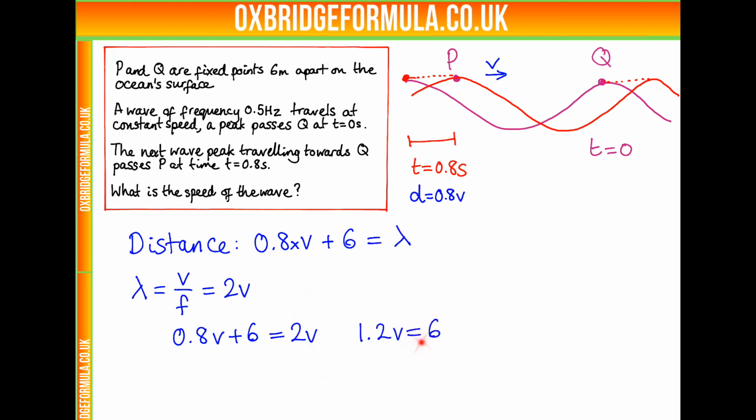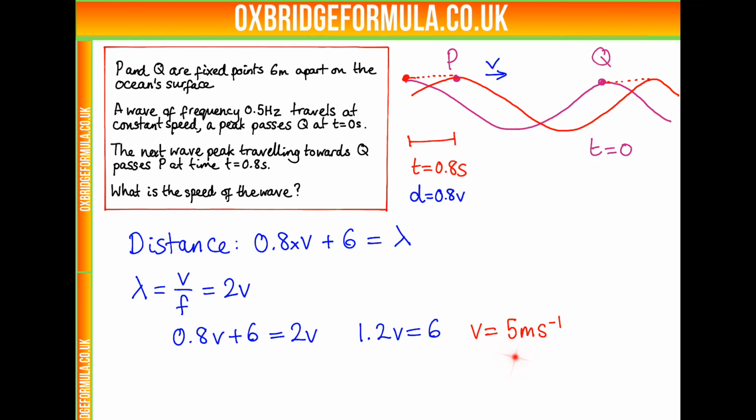So that must mean that 1.2v equals 6, and then the wave speed we can simply see is 5 meters per second. If you wanted to rephrase this, you could have seen this as 12v equals 60. So v equals 5. So the speed of the wave is 5 meters per second.